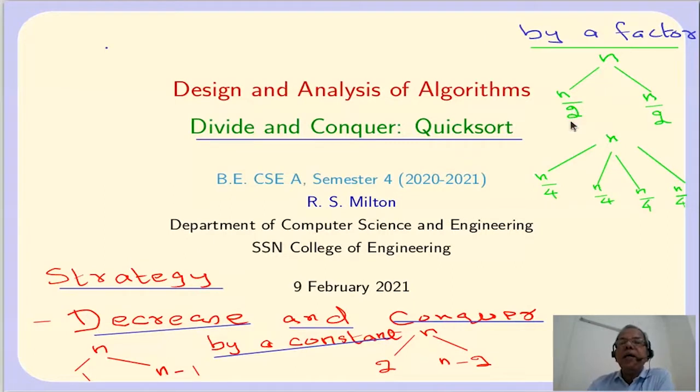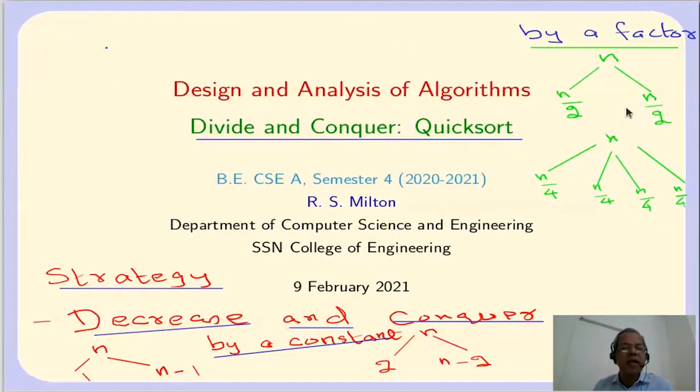And the sub-problem sizes are almost equal. If it is n by 2, this is also n by 2. They need not be exactly equal, but roughly equal. We say that the sub-problem sizes are balanced. That is the fundamental difference between decrease and conquer and divide and conquer.